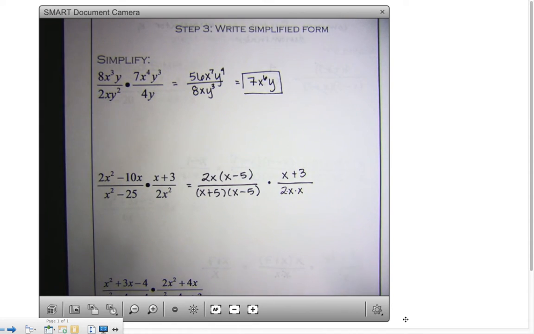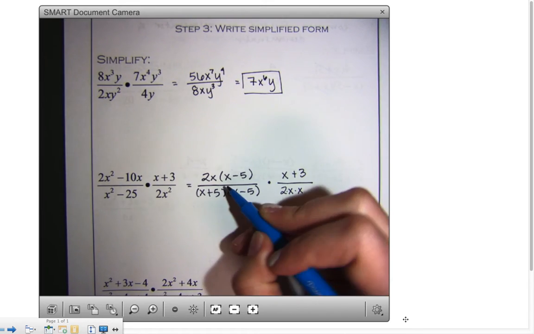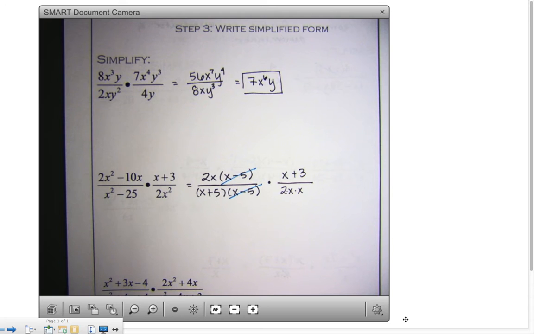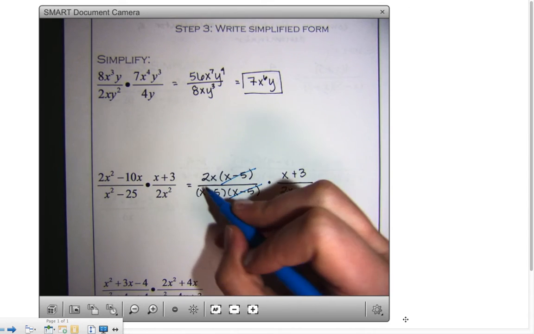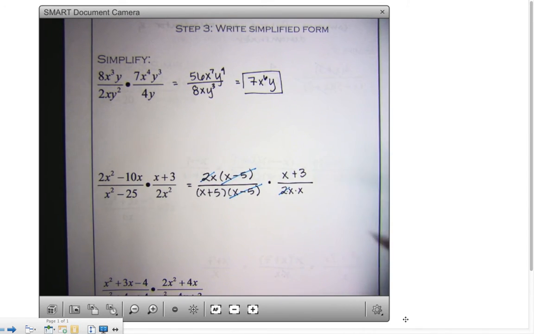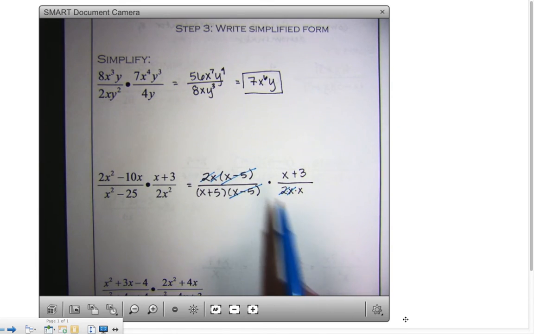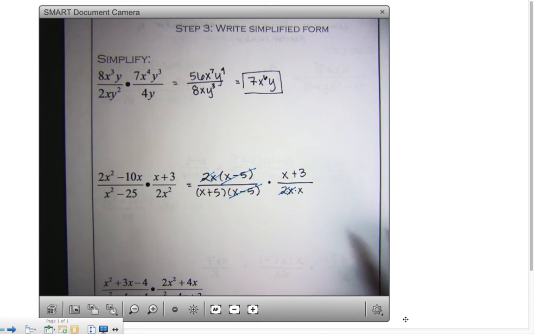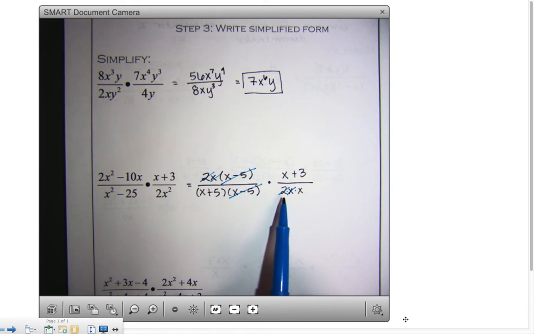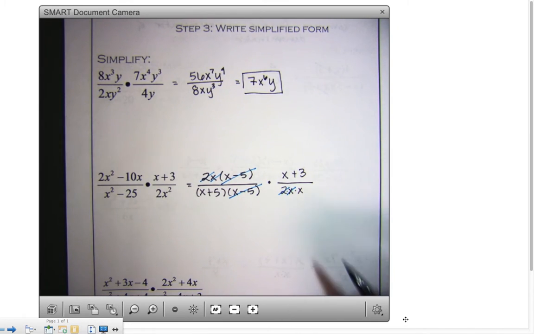So now before we multiply, let's divide out any common factors that we see. So I see x minus 5 in the numerator and denominator. That's just 1. I see a 2 in the numerator and denominator and an x. It doesn't matter that they're on different fractions because they're going to be multiplied into one fraction anyway. So as long as one's in the numerator and one's in the denominator, I can cancel them out. Nothing else is in common.